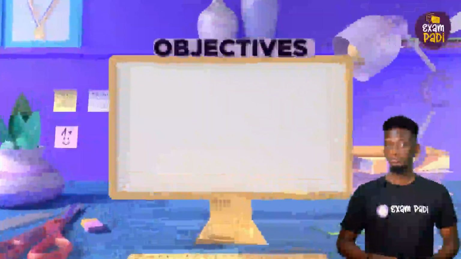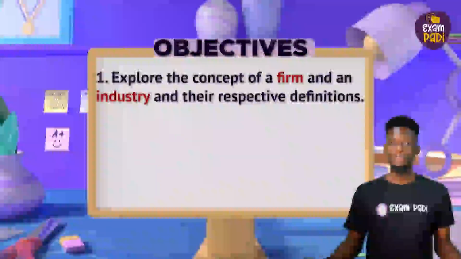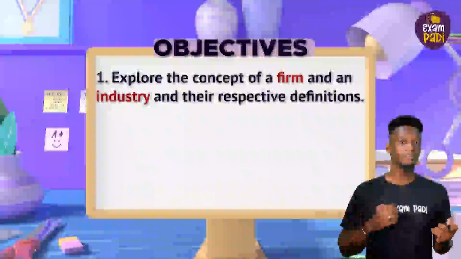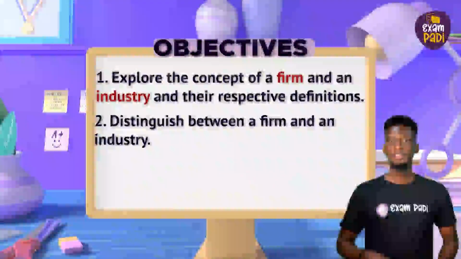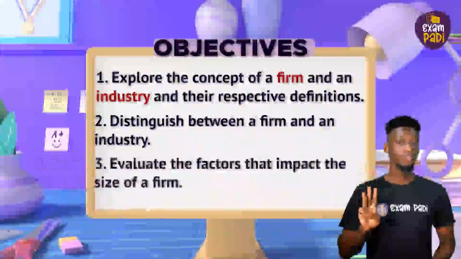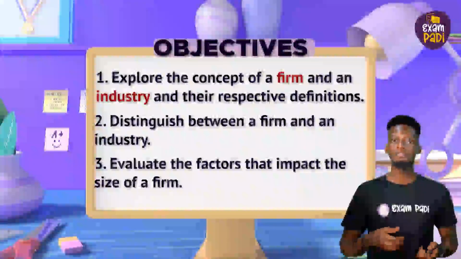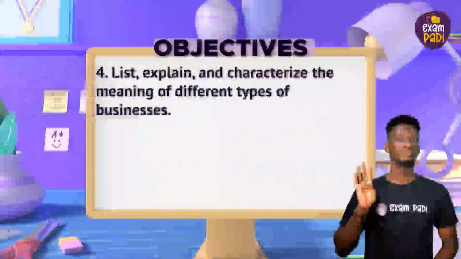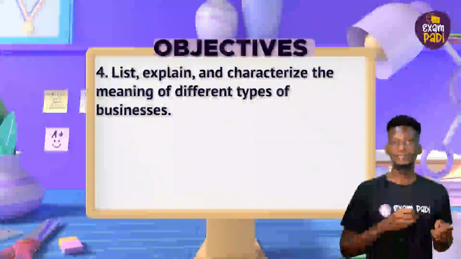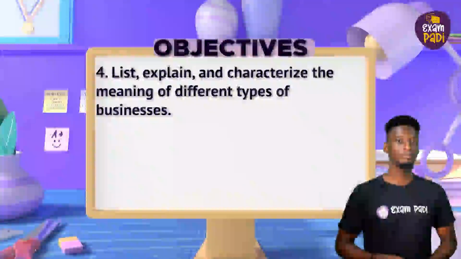In this video we will: 1. Explore the concept of a firm and an industry and their respective definitions. 2. Distinguish between a firm and an industry. 3. Evaluate the factors that impact the size of a firm. And 4. We will list, explain, and characterize the meaning of different types of businesses.